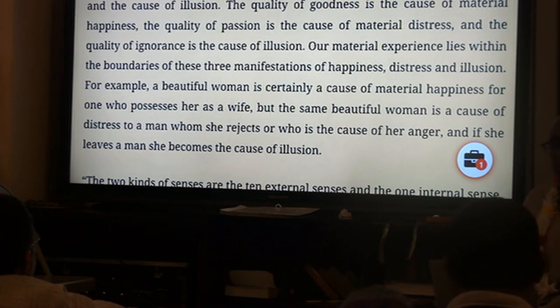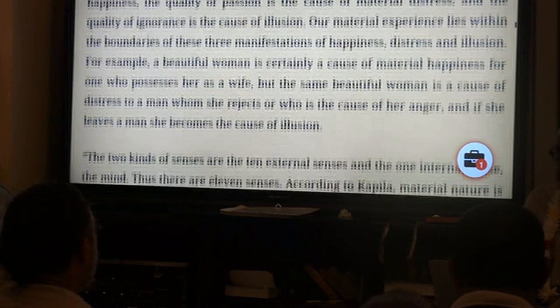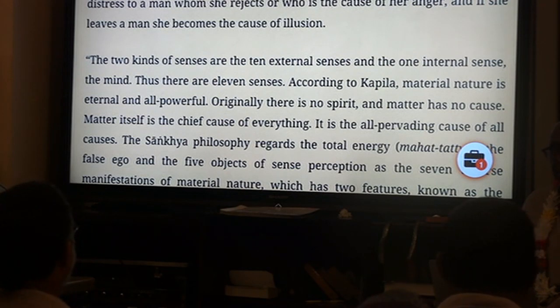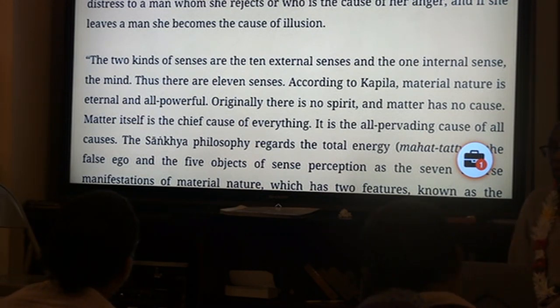For example, a beautiful woman is certainly a cause of material happiness for one who possesses her as a wife. But the same beautiful woman is the cause of distress for a man whom she rejects, or who is the cause of her anger. And if she leaves a man, she becomes the cause of illusion. The two kinds of senses are the 10 external senses and the one internal sense, the mind. Thus there are 11 senses.